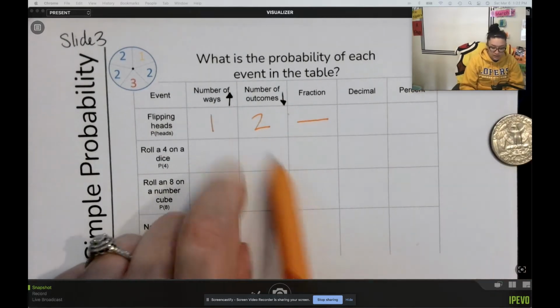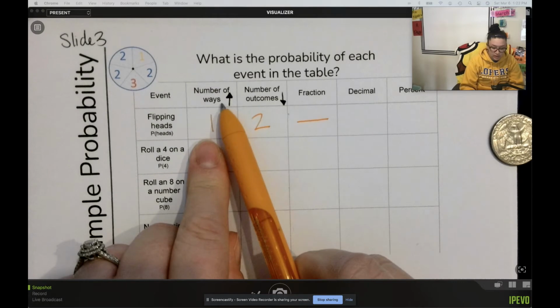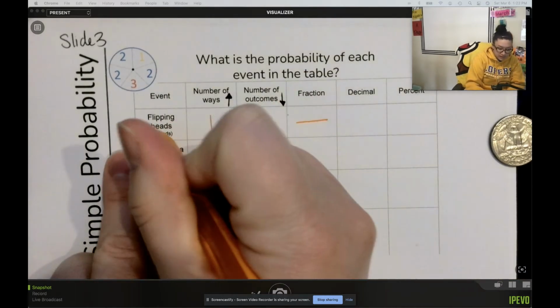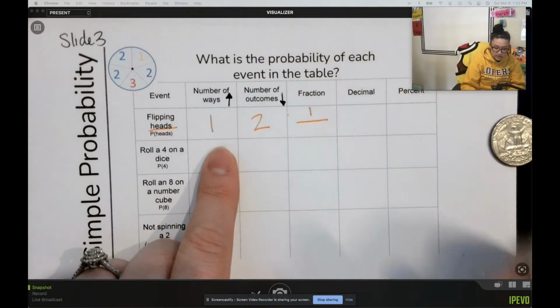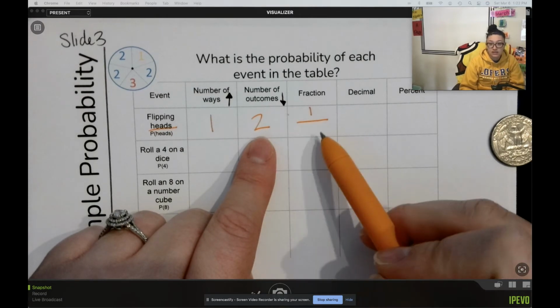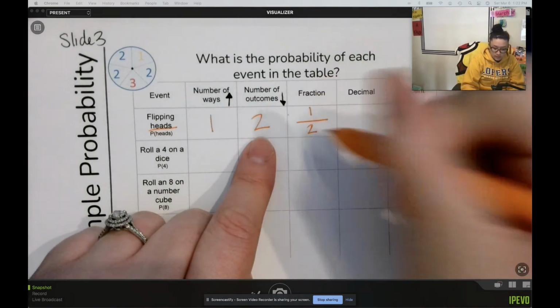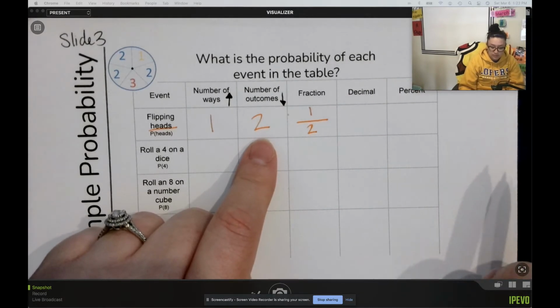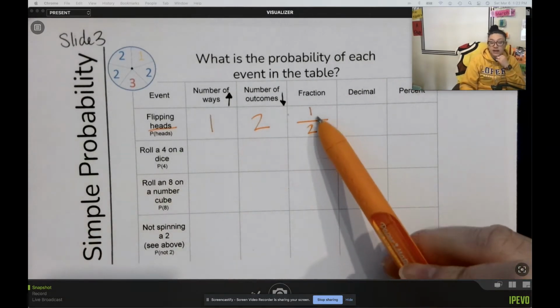So if I put this in a fraction, my numerator, the number of ways I could flip a heads, is going to go on top. My number of outcomes goes in my denominator. That's going to be on the bottom. So that's it in fraction form.